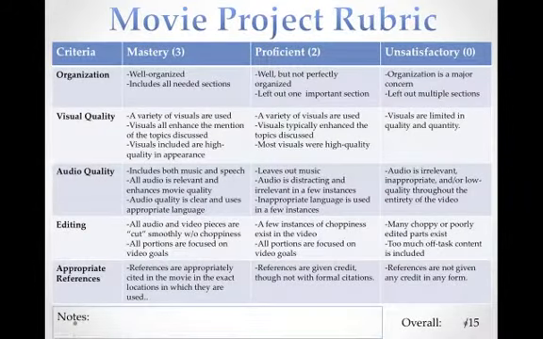Okay, let's now discuss the movie project rubric. So if you choose this project, here's what you need to expect. First off, let's talk really quickly here about the points. 3 points, mastery, 2 points, proficient, 0 points, unsatisfactory.